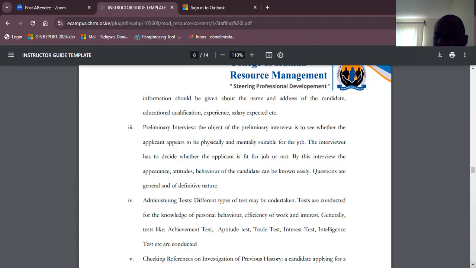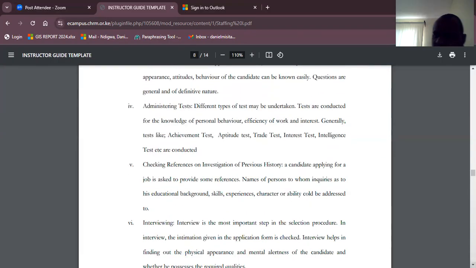Then the other thing about preliminary interviews is to ensure that the applicants are fit or not fit for the job. Then you also need to administer tests. This is where you give potential employees a test. Once you have these tests, it's normally referred to as an aptitude test, where they have to answer some questions and you try to test their intelligence. And normally it is a multiple choice question.